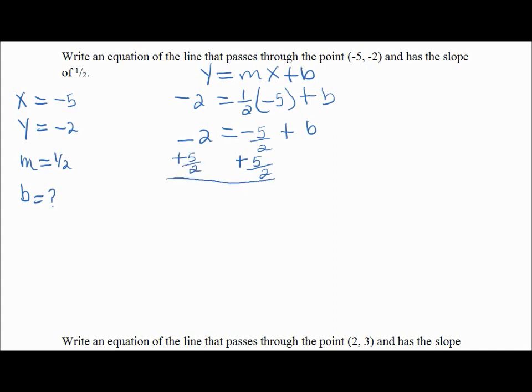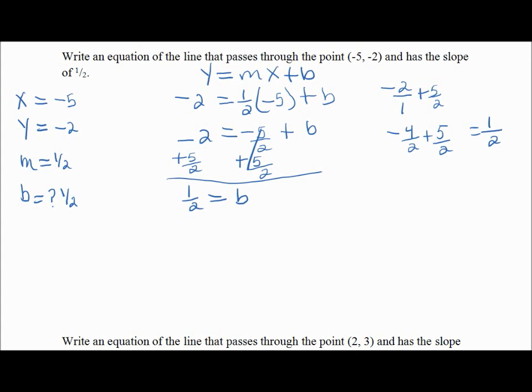And if you're still struggling with fractions, I encourage you to use your graphing calculator. It will take care of all of this for you. You don't have to go through all of this. -2 plus 5/2 is the same as saying -4/2 plus 5/2. Okay, -4 plus 5 is 1, and the denominator is the same. So -2 plus 5/2 is +1/2. The 5/2's cancel out. So that means that b is 1/2.